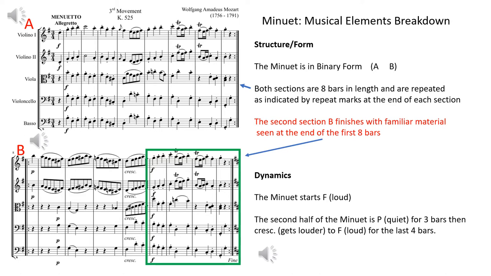Dynamics. The minuet starts forte, or F, which means loud. The second half of the minuet, in contrast, is P, which is short for piano, or quiet. This is only for 3 bars, then we get a crescendo, which means to get louder, and the piece ends F, or loud, as it starts. Let's listen to the whole of the minuet together and see if you can hear the changes in dynamics.